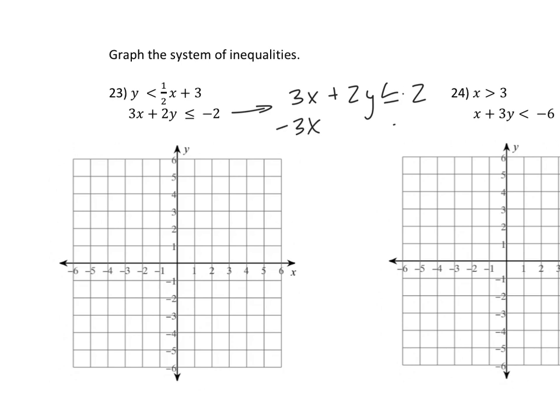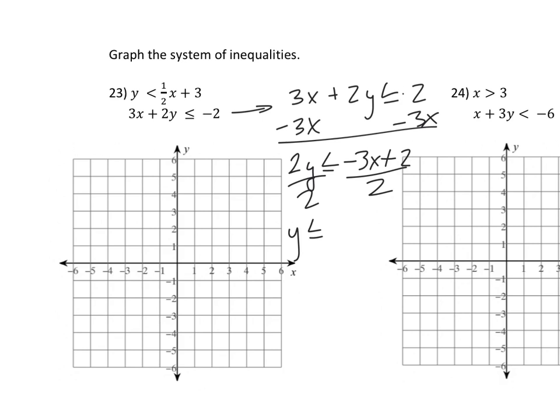So I'm going to subtract 3x from both sides. Got 2y is less than or equal to negative 3x plus 2. And then, of course, I need to divide everything by 2 in order to get the y isolated. So y is less than or equal. Remember, that's your slope. So negative 3 over 2x. And then that 2 over 2 simplifies to just a 1. So that's all linear equation stuff from our previous unit. So all I did was just scoot.